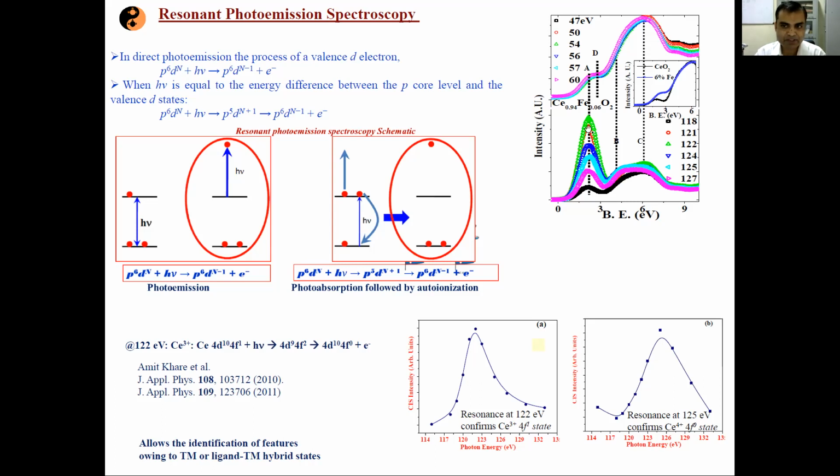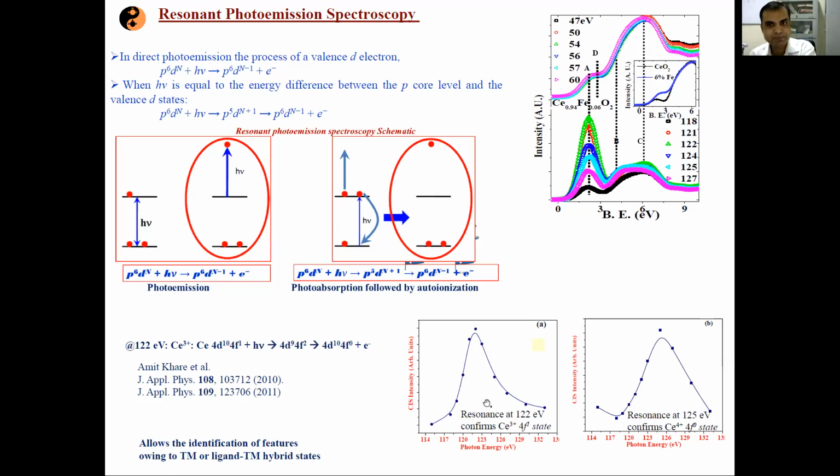Now, what we did, we plotted the intensity of these individual features with respect to incident photon energy. And then what we saw was that this particular feature A showed maxima close to 122 electron volt, whereas this particular feature B showed maxima close to 125 electron volt. Remember, when cerium is present in 3+, the energy difference between 4d to 4f is 122, whereas for cerium 4+, the energy difference is 125 electron volt.